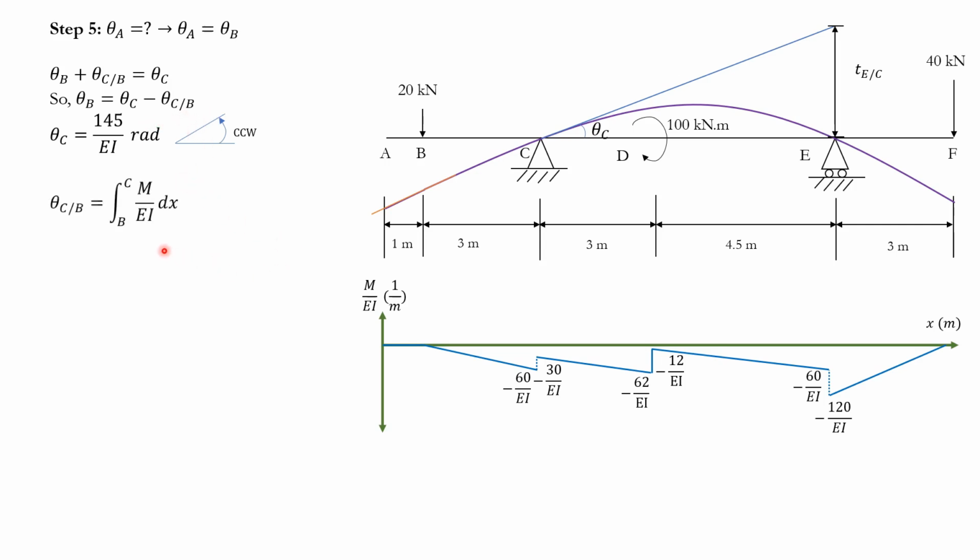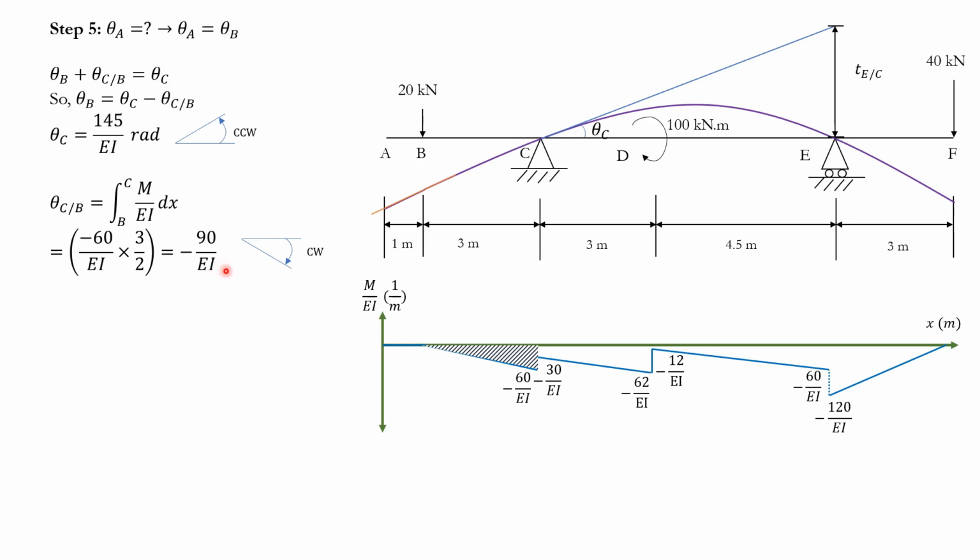How can I do that? Well, just use the first theorem. It's just the area under the M over EI diagram between points B and C, right? So I go here between points B and C. What is the area? It's 60 over EI, well, negative 60 over EI, multiplied by the length, which is 3 meters, divided by 2, because it's a triangle. And that's the area. You figure that out, negative 90 over EI.